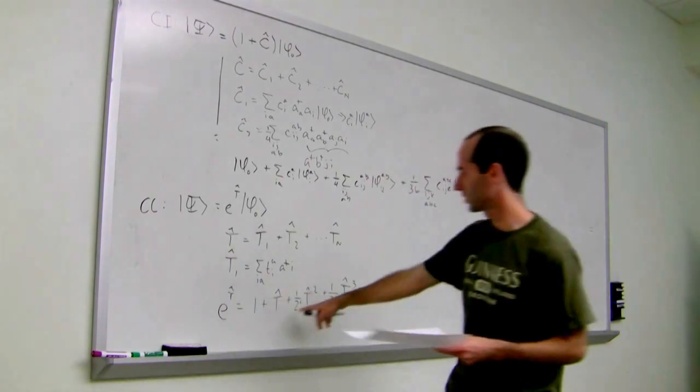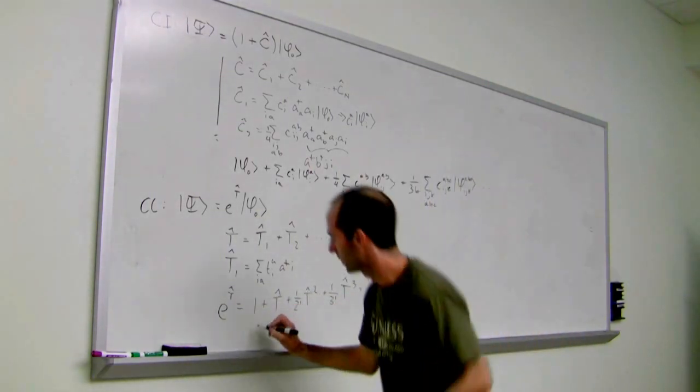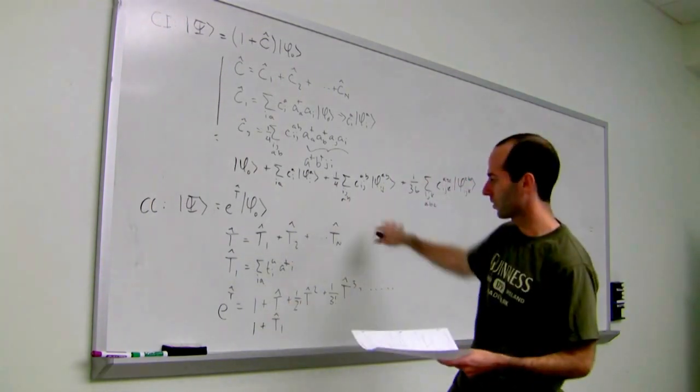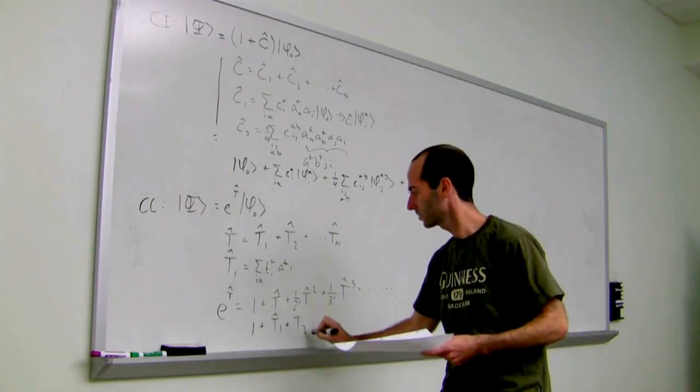If we express this in terms of T1 and T2, this ends up being 1 plus T1, T2, and so forth. You're going to have all your linear terms.